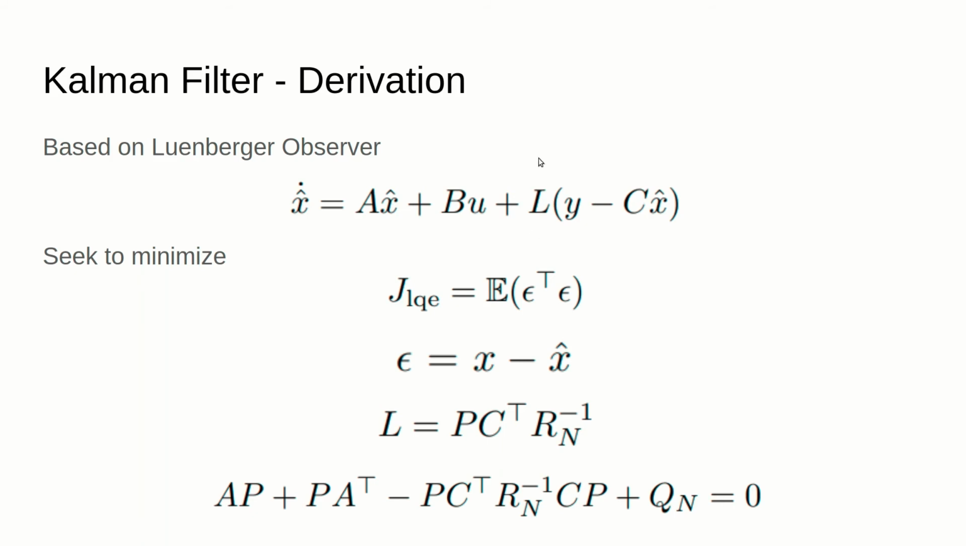And this L matrix, or the Kalman gain as we call it, is obtained optimally by seeking to minimize the expectation of the squared error, where the error is just the difference between our states and our estimated states. And like the LQR controller, the Kalman filter gains can be obtained using this form through the Kalman-Bucy filter derivation, where P is just the solution to this algebraic Riccati equation.